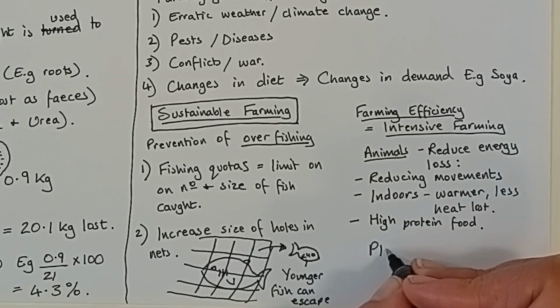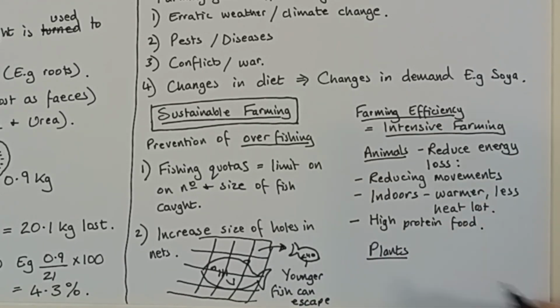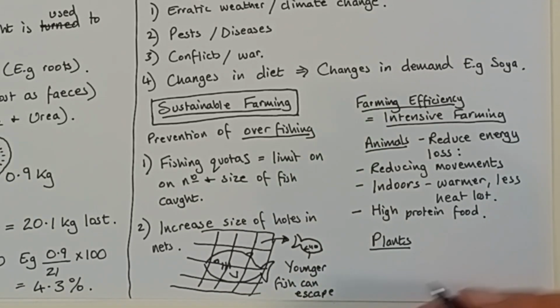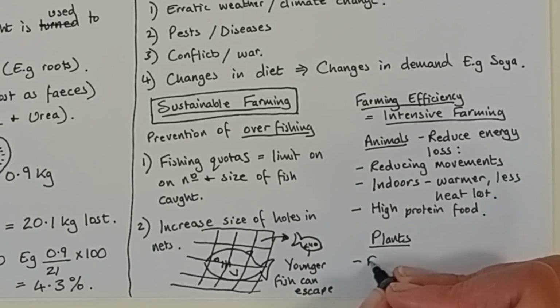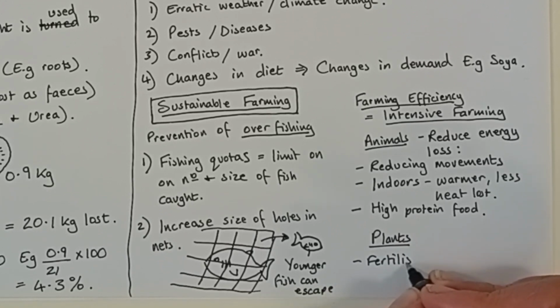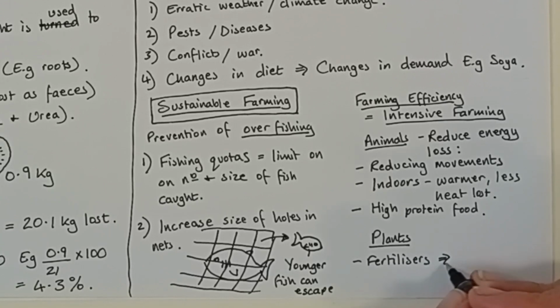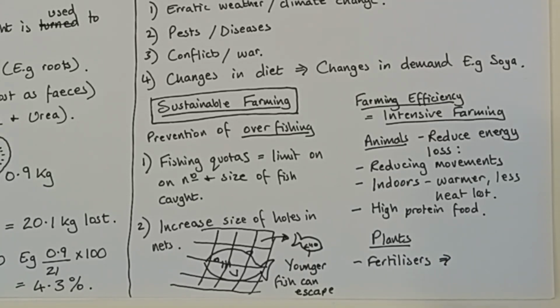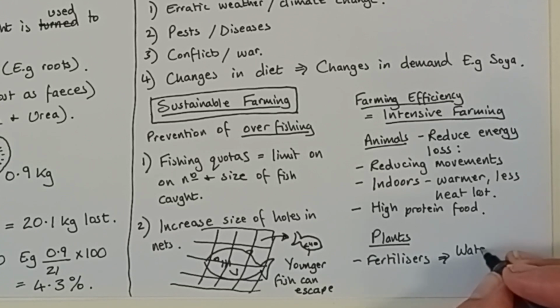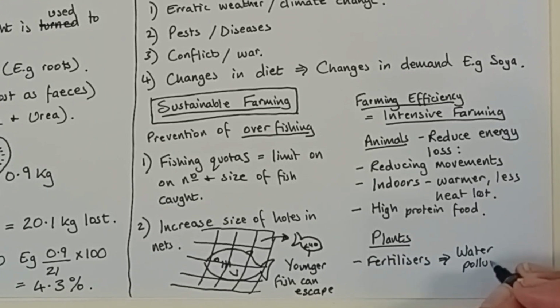In terms of plants then, we still intensively farm, but it tends to be through the use of fertilizers, which cause water pollution. And if you have a look at the human impact video, you'll see that it causes excessive algal growth, which leads to a reduction ultimately in the oxygen content of water and kills fish. So it leads to water pollution, runs off the fields and into the streams and rivers.